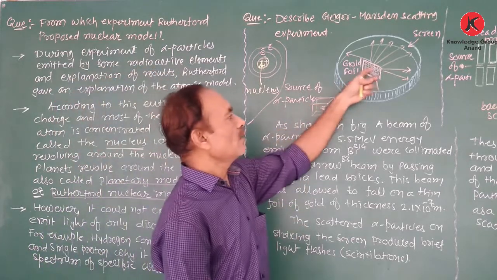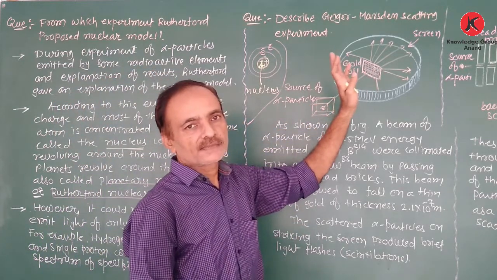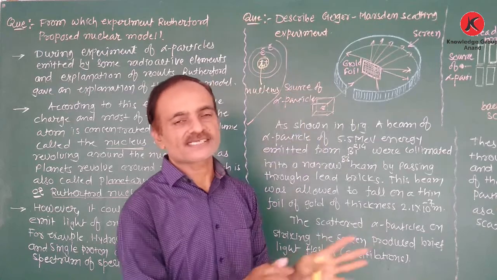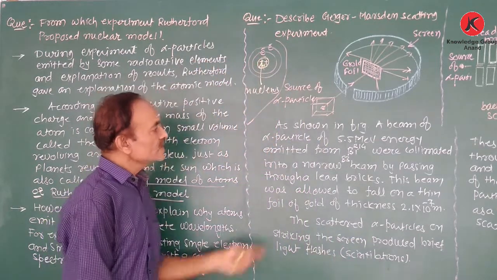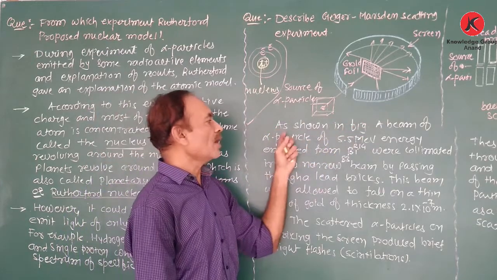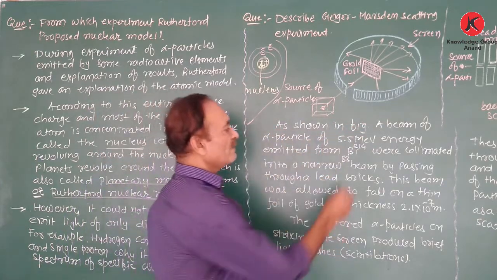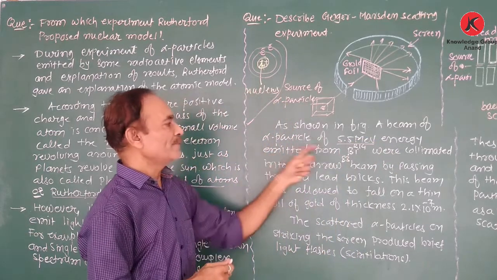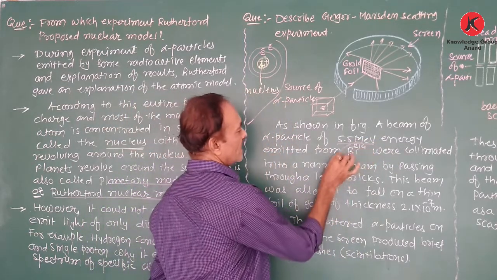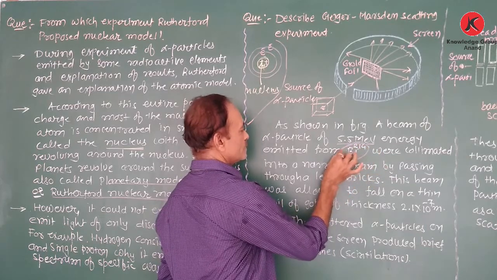This narrow beam of alpha particles falls on a gold foil, and then these alpha particles are scattered at different scattering angles. As shown in the figure, a beam of alpha particles of 5.5 MeV energy is emitted from bismuth-83-214.